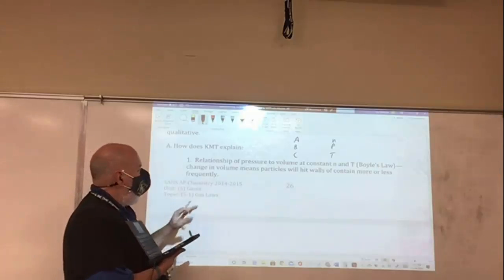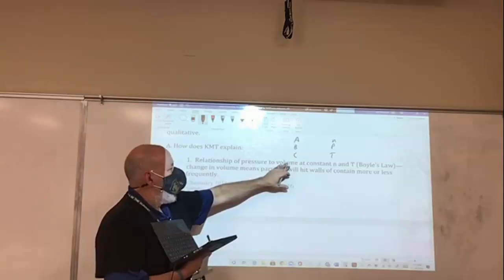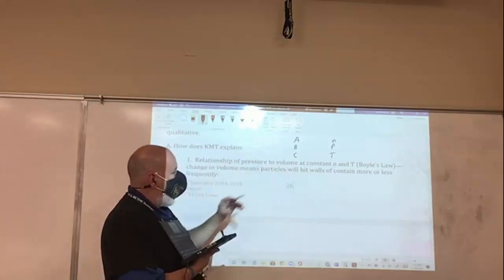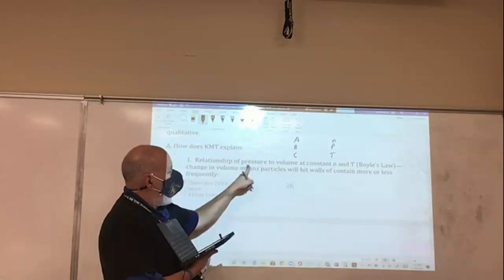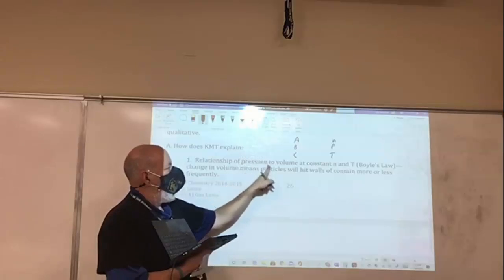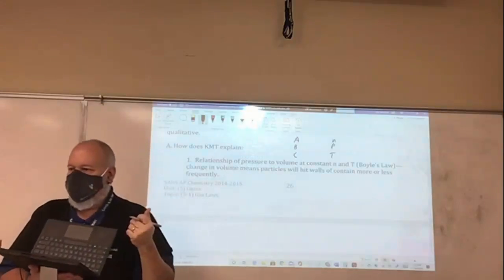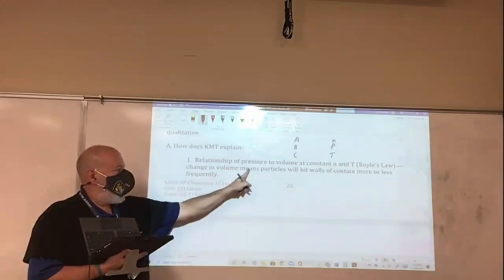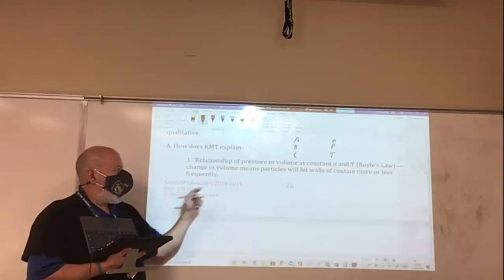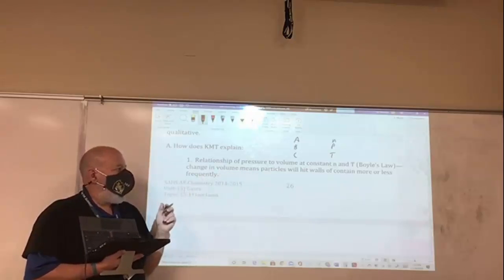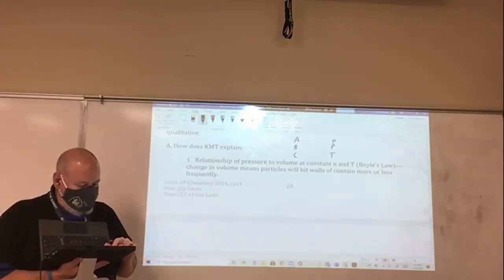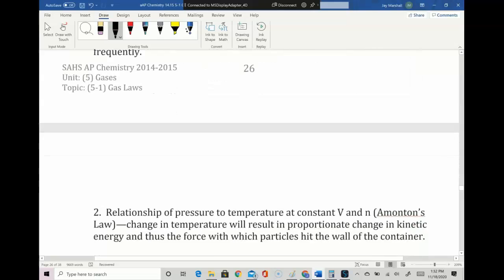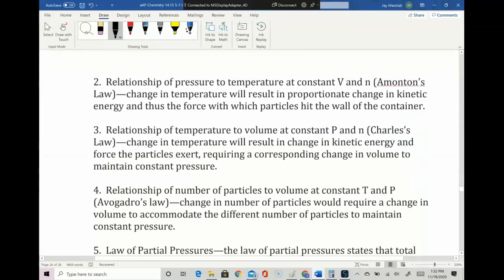Okay, so if I change the volume, if I make my volume smaller, that's going to increase my pressure because particles are going to smack the wall more frequently. If I expand the volume, that's going to decrease the pressure because the particles will smack the wall less frequently. So the place that something like this might come up is if you might be asked to explain an observation related to the kinetic molecular theory.